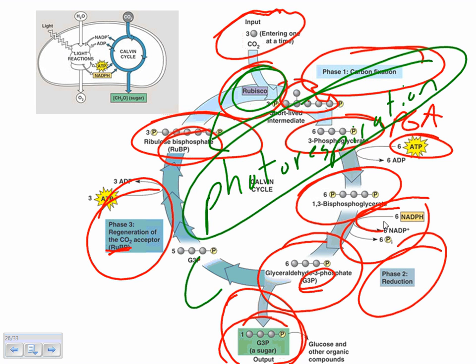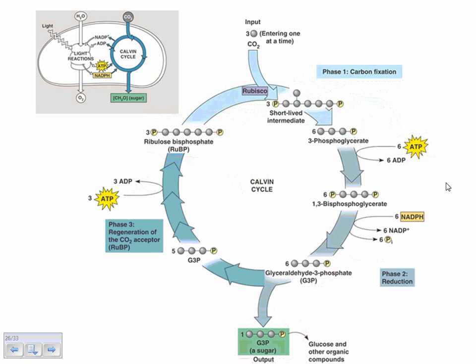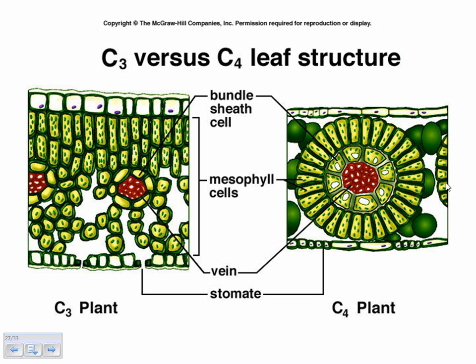Turns out most plants are called C3 plants. The reason they're called that is because the first thing they make during the Calvin cycle is this 3-carbon PGA that we've been talking about. That's why they're called C3s. There are some plants, though, that don't have this problem, and that's what we're going to get to in just one second. Before we get to that, though, let's look at this picture.